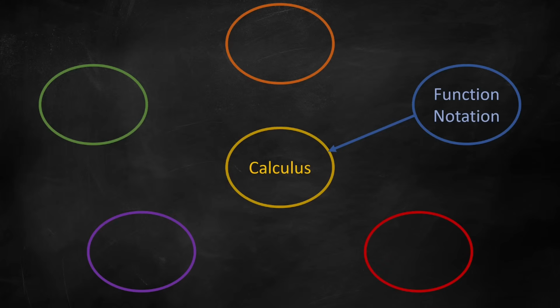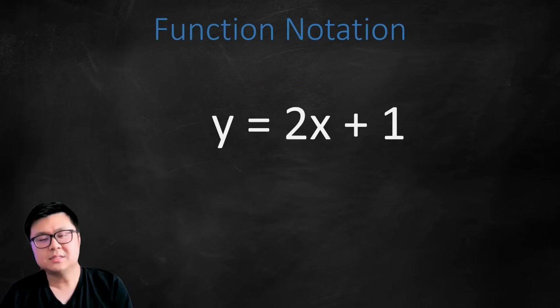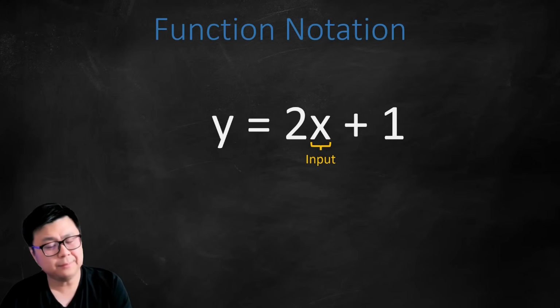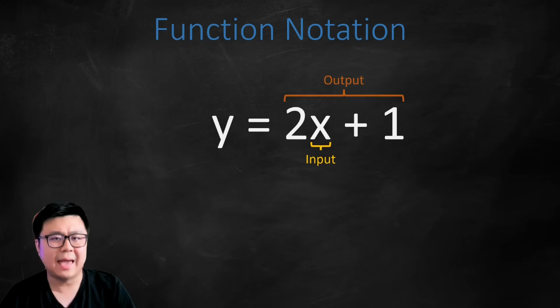The first of the 5 is function notation, and in my opinion, it's the most important too. Let's start with this function here. X is known as the input or the independent variable. We get to select whatever number we want and replace X with that number, and it will undergo some type of algorithm here. As you can see, it will get multiplied by the 2 and then added to a 1, and whatever answer we get after that is known as the output.